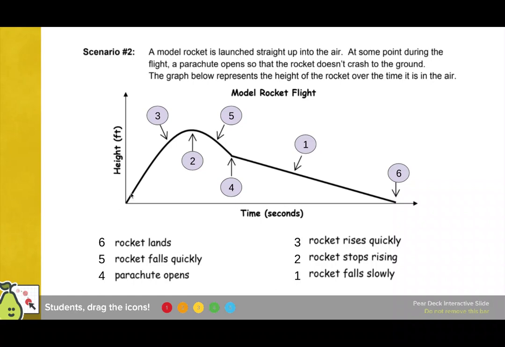Here we see the rocket's height is increasing, and then all of a sudden the height stops increasing and starts to decrease. So it has reached its limit of height. Then at this point, the rocket jumps up because maybe the parachute went out. The parachute is open, and the height starts to decrease a little more slowly until the height is back down to 0.